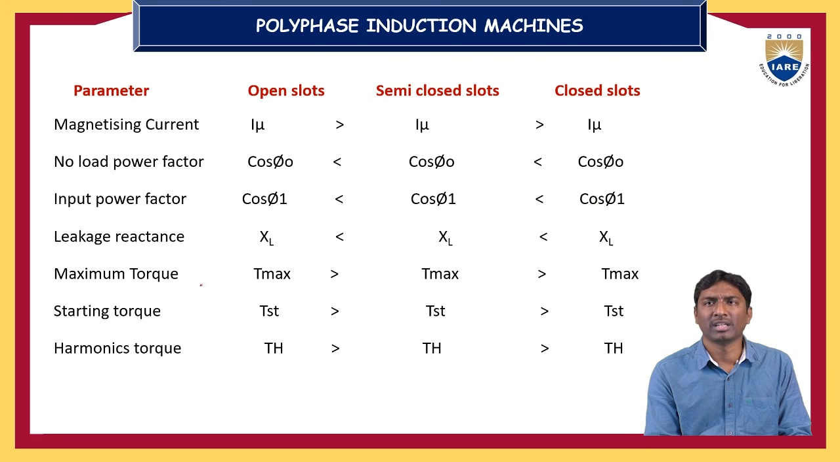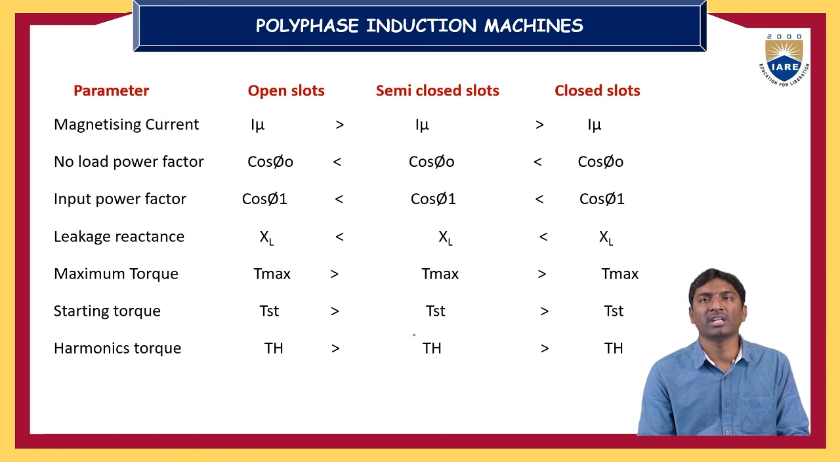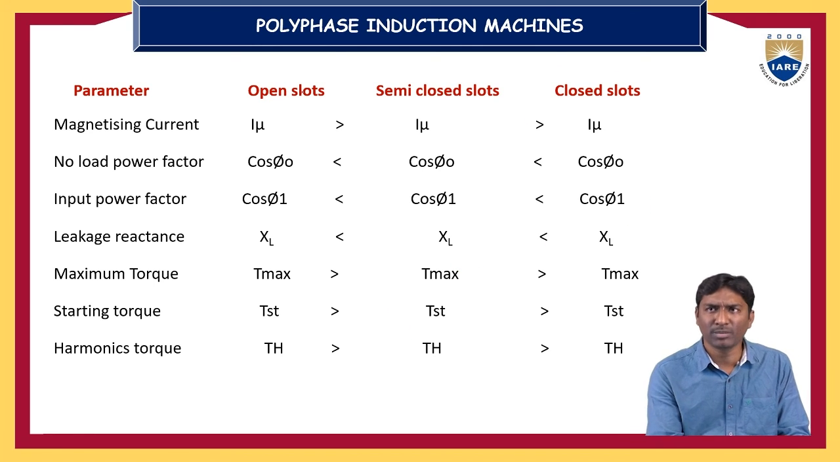The maximum torque, T maximum, in the open slots is greater than in the semi-closed slots, which is greater than the closed slots. The starting torque, TS, in the open slots is greater than the semi-closed slots, which is greater than the closed slots. And the harmonic torque, TH, is greater in the open slots than in the semi-closed slots, which is greater than in the closed slots. These parameters vary between the open slots, the semi-closed slots and the closed slots. Depending on these parameters only, the working principle of the induction machine will be there.